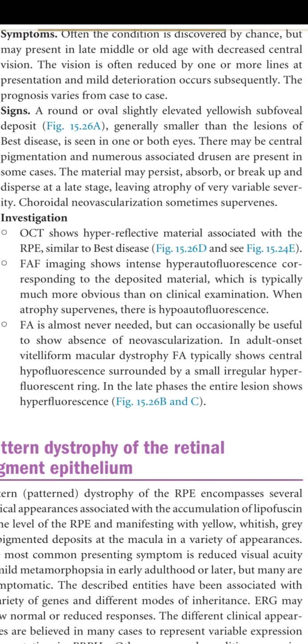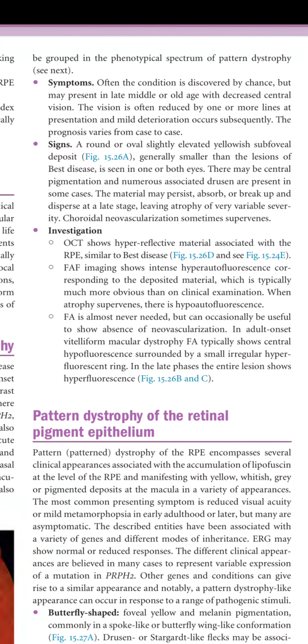So OCT shows hyperreflective material associated with RPE, similar to Best disease. FAF imaging shows intense hyperautofluorescence corresponding to the deposited material, which is typically much more obvious than on clinical examination. When atrophy supervenes, this is hypoautofluorescence. So the active lesion will be hyper and the atrophy will be hypo.